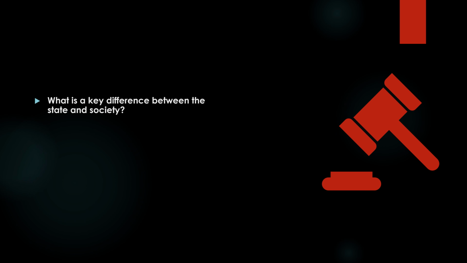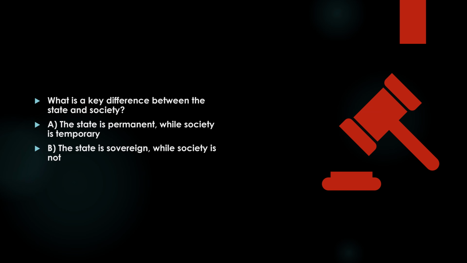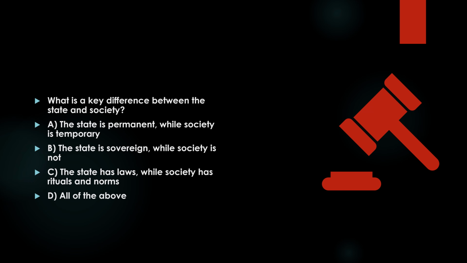What is the key difference between the state and the society? The state is permanent while society is temporary. The state is sovereign while society is not. The state has laws while society has rituals and norms. Option D, all of the above. Answer D, all of the above.